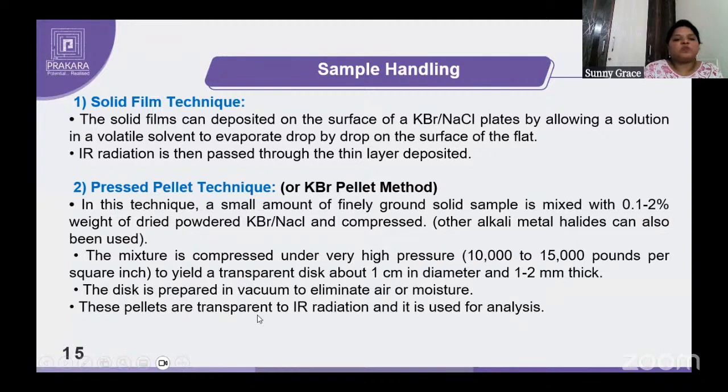This disc is prepared in vacuum to eliminate air or moisture. Because we know KBr is hygroscopic in nature, you have to make sure that immediately after preparing, the sample is analyzed. These pellets are transparent to the IR region and are used for the analysis. So this is the second technique.